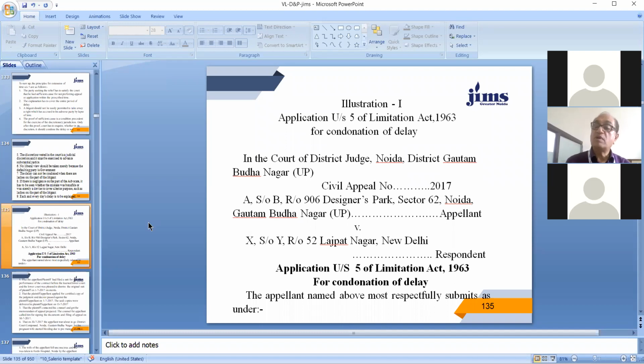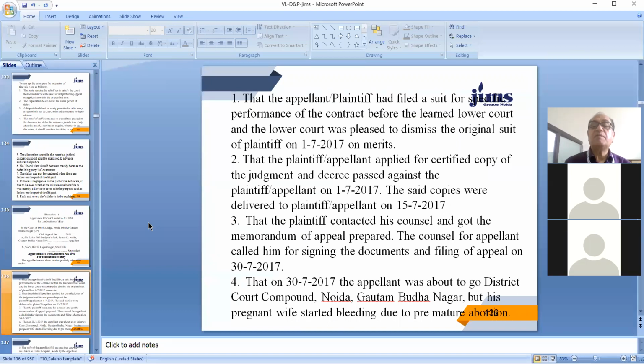A son of B, who was plaintiff, is now appellant. X son of Y, who was defendant, is now respondent. And the center heading is: Application under Section 5 of the Limitation Act 1963 for condonation of delay. The appellant named above most respectfully submits as under. Para 1, that the appellant plaintiff, see, the plaintiff is the appellant now, that the appellant plaintiff had filed his suit for specific performance of the contract before the learned lower court, and the lower court was pleased to dismiss the original suit of the plaintiff on 1st July 2017 on merits. See, the suit was dismissed. All right.